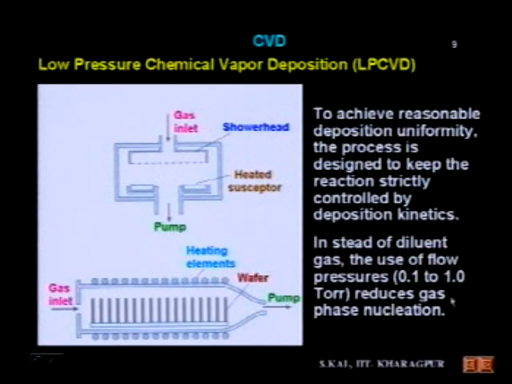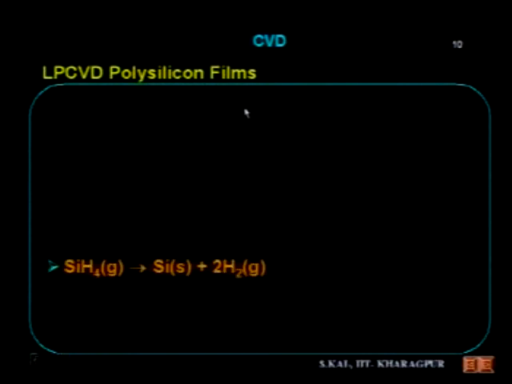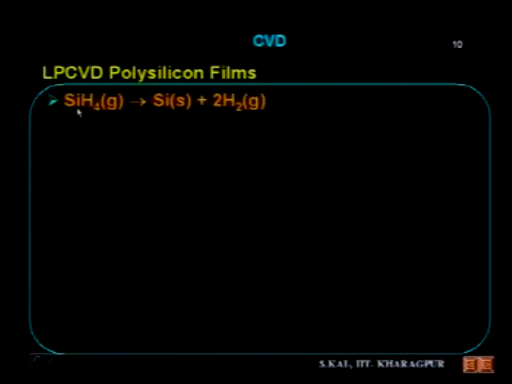this is low pressure, not flow. This is also one mistake. The use of low pressures reduces gas phase nucleation, not flow pressure. Now, for the LPCVD of polysilicon films, the reaction is SiH4 gaseous going to silicon and 2H2.